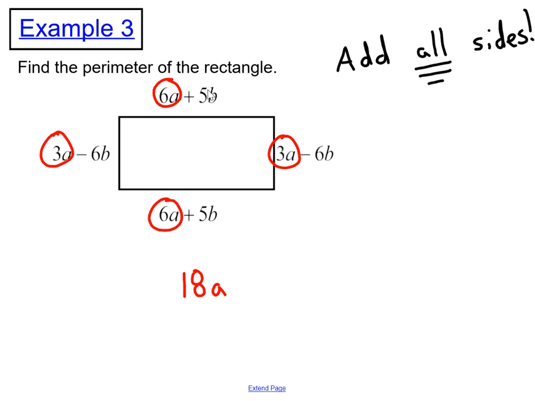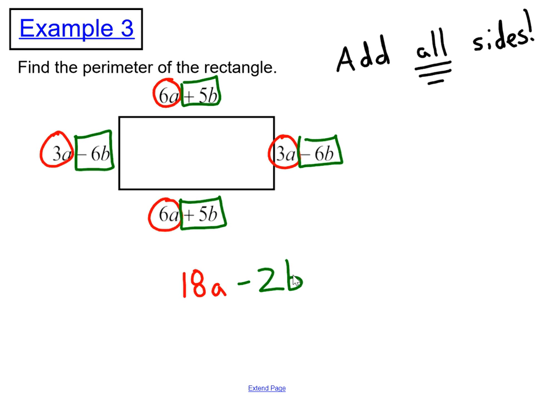As far as the b's go, I have a positive 5b, a negative 6b, a positive 5b, and a negative 6b. So I have 5b's minus 6b's plus 5b's minus 6b's. That leaves me with negative 2b's if I add all of those together. And that is the perimeter of this shape. So I am all done. That's my final answer right there.